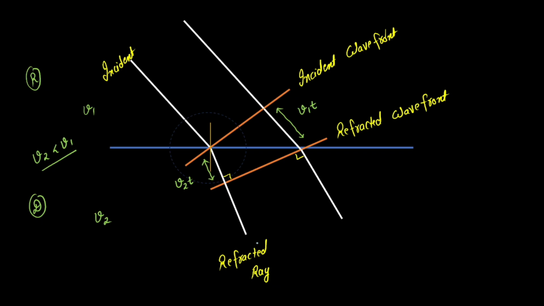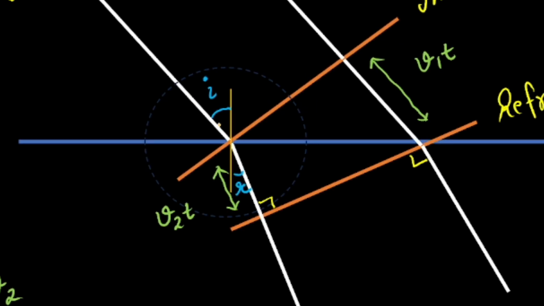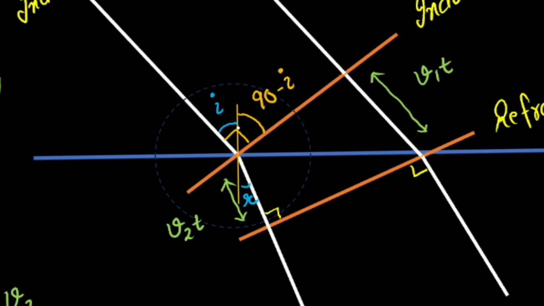Let's carefully see the incident and refracted ray. The angle between the incident ray and the normal is called the angle of incidence. We can call this angle I. And the angle between the normal and the refracted ray is called the angle of refraction. We can call that angle R. Now, if you carefully see over here, this particular angle is 90 degrees, so this angle comes out to be 90 degrees minus the angle of incidence. Now, this complete angle is also 90 degrees, since this is the angle between the normal and the surface. So this angle comes out to be the angle of incidence.